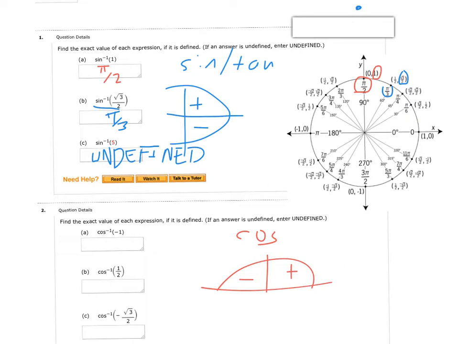All right, next up here, I'll do my cosine inverses. So for cosine inverse of -1, I see that over here at the radian value of pi. And then for cosine inverse of 1/2, I see that right here, and so that'll be pi over 3. And then for negative rad 3 over 2, I'm seeing that over here for our cosine value. I'm looking at the x values now, and so that's going to be 5 pi over 6.